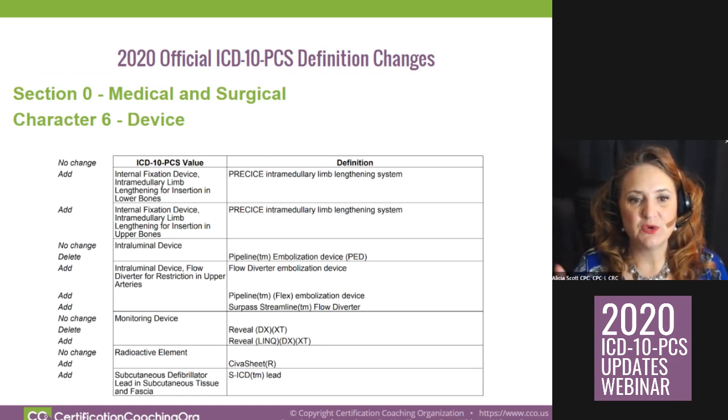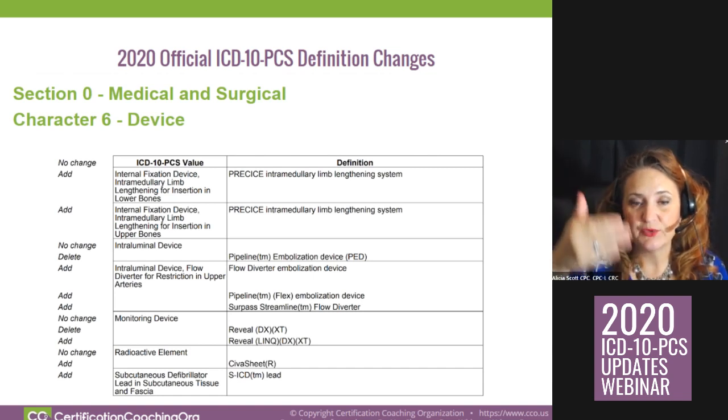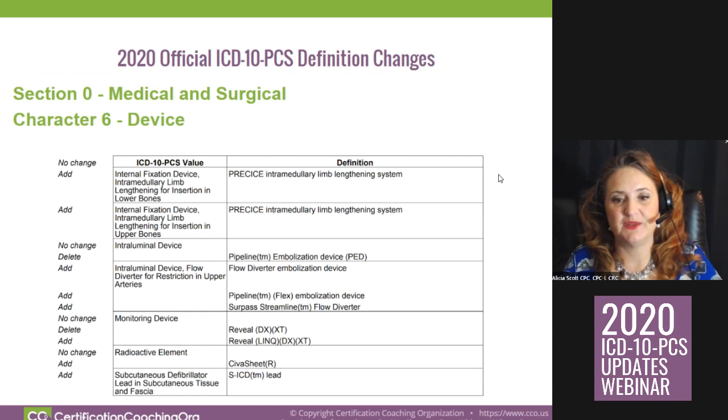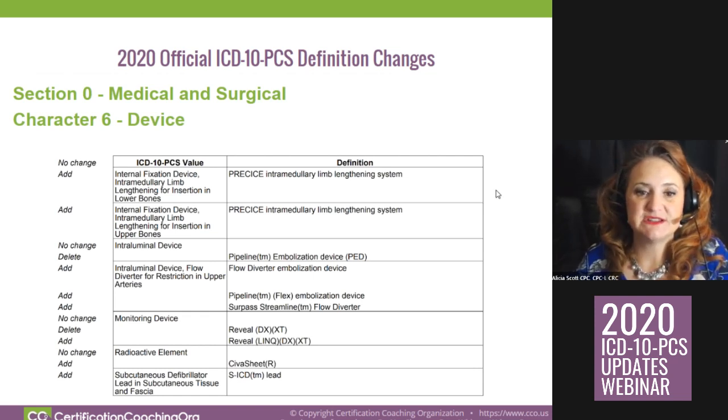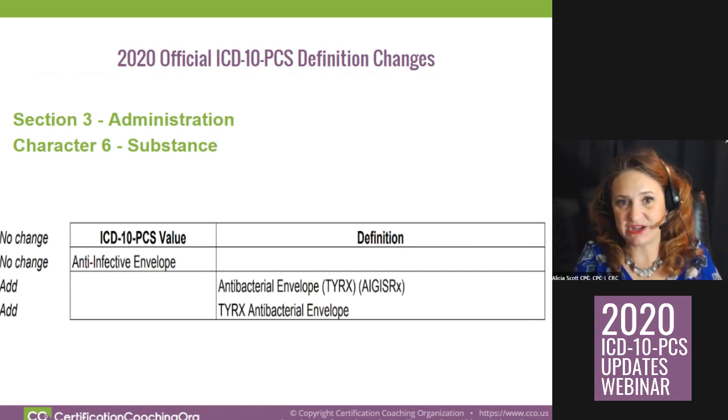So when we look at that intraluminal device and we divide it up, we're doing upper arteries. Before we may have only had the embolization, the PED, but now we have 3. You won't even probably notice that you have a higher specificity there. So that's pretty good. Moving on, now we're going to go out of med-surg and we're in administration.